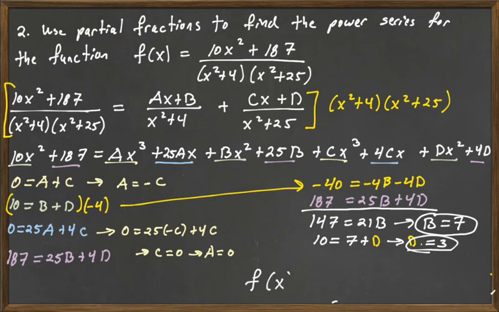All right, so our function f of x, now doing our partial fraction decomposition, is going to be 7 over x squared plus 4 plus 3 over x squared plus 25. And so we're out of real estate on this slide, so we're going to hop over to the next slide to keep going with this. So we're just going to rewrite our function here: 7 over x squared plus 4 plus 3 over x squared plus 25.